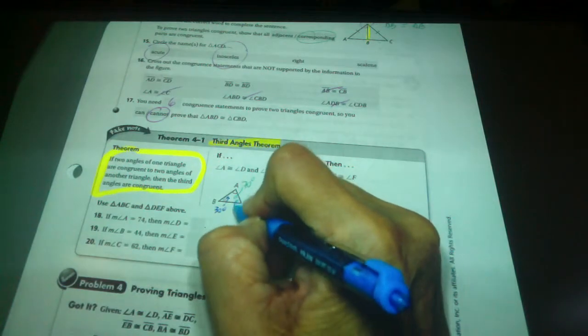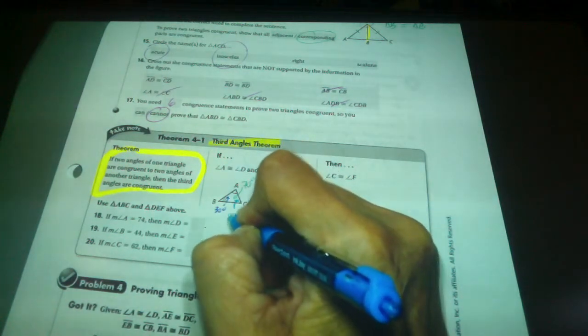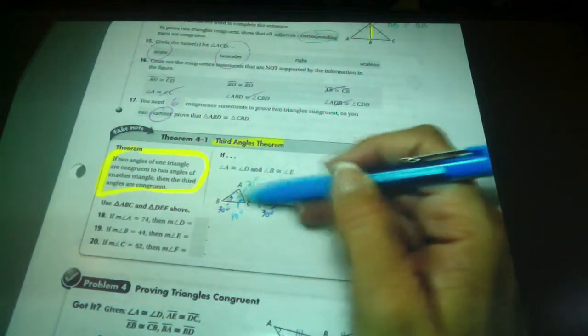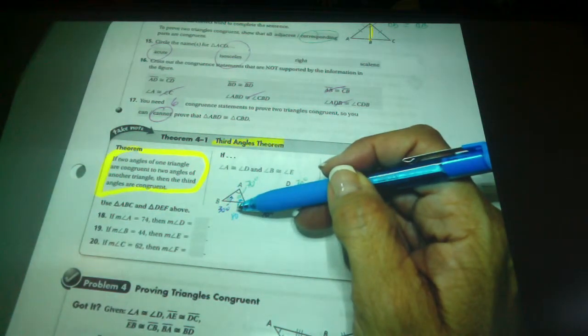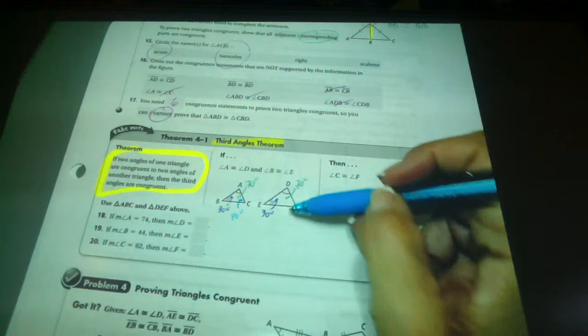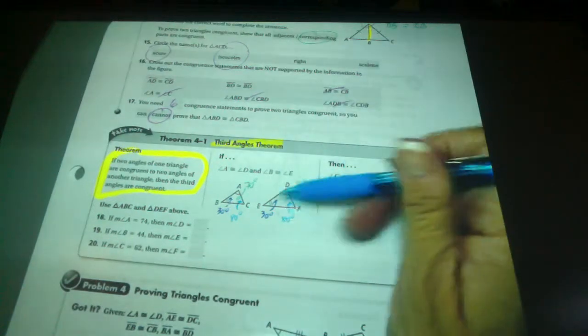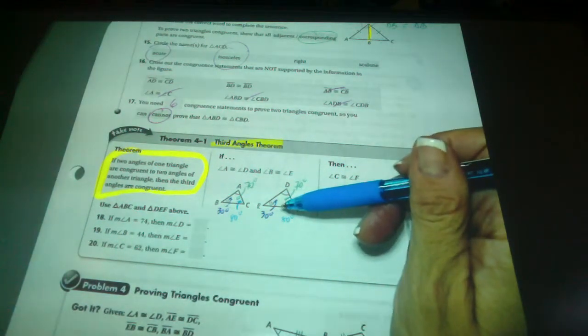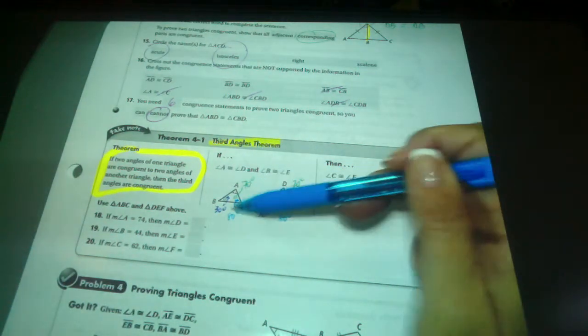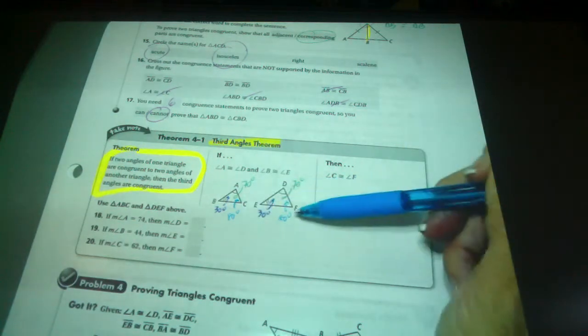Angle C has to equal 80, and how do you know that? They all have to add up to 180 degrees by the sum angle theorem. So, what do you know about angle F? It has to also equal 80 degrees for the same reason, the sum angle theorem. They all have to add up to 180. So then your conclusion is that angle C must equal angle F.